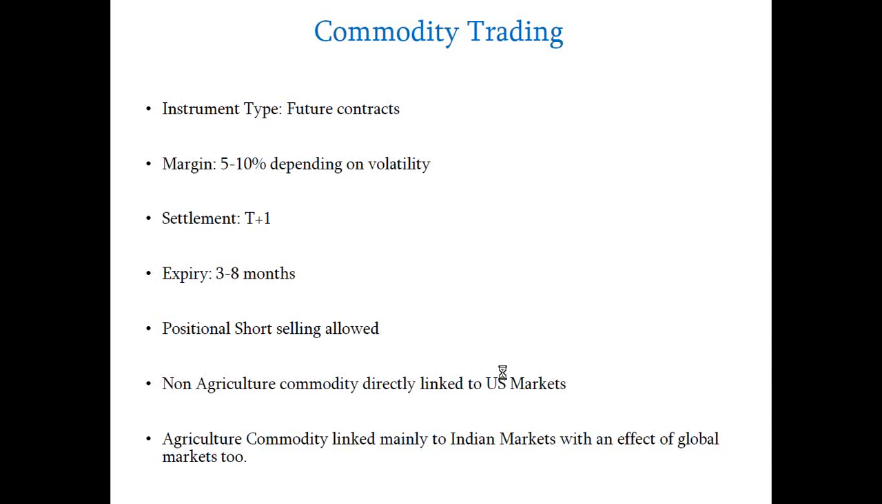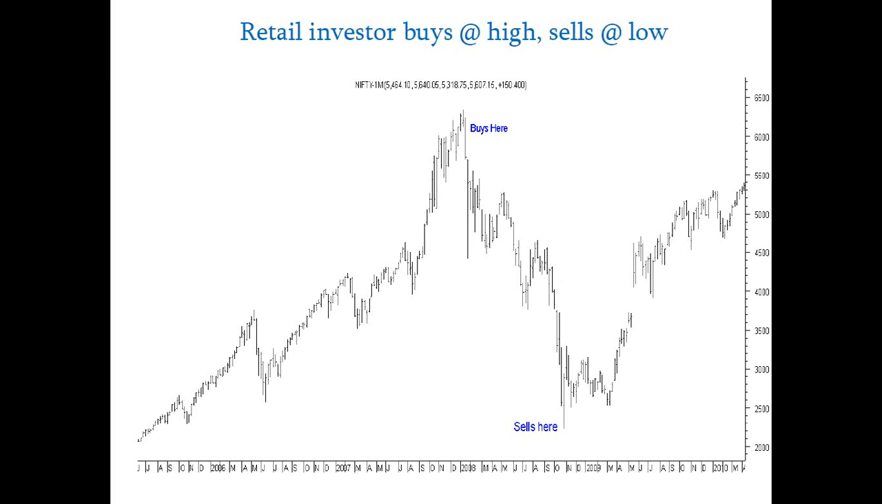Let us move to the next. Now as you can see on this particular page, what we have mentioned is what is the irony, or what is the scene of a retail trader in the markets. As you can see, a retail trader unfortunately buys at the high and unfortunately again sells at the lowest point. Why is it that a retail trader buys at the high point and sells at the lowest point? So this is the irony of a trader. You always get stuck at the highest point.